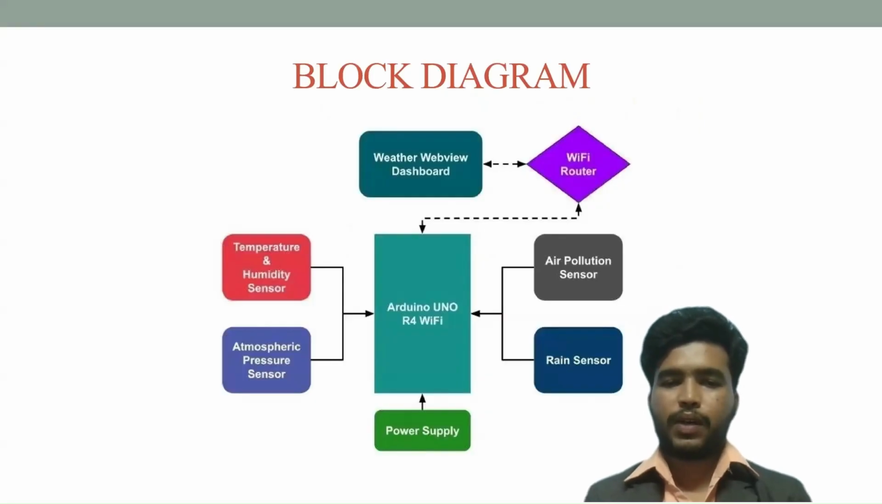This block diagram shows the working of our system. Sensors are used to collect the environmental data and send it to the Arduino Uno R4 Wi-Fi controller. The Arduino processes the data and transmits it using Wi-Fi. Finally, the data is displayed on a web dashboard in real time. So the flow is like: first sensors collect the data from the environment, then processing is done by the Arduino Uno, then it transmits the data using Wi-Fi to a web browser. Then the user can see the data in real time on a web dashboard.